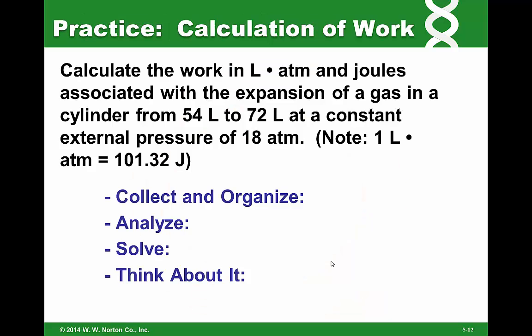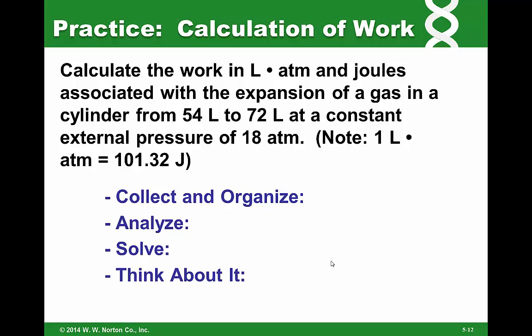So let's do one practice calculation now that we know a little bit of this. We're going to calculate the work in liters times atmospheres and joules associated with the expansion of a gas in a cylinder from 54 liters to 72 liters at a constant external pressure of 18 atmospheres. And there's a little note here that says 1 liter times atmosphere is equal to 101.32 joules. Okay, so now let's do our problem solving.